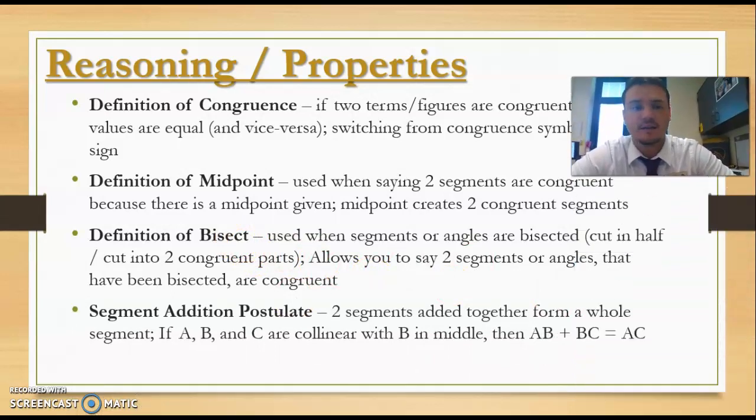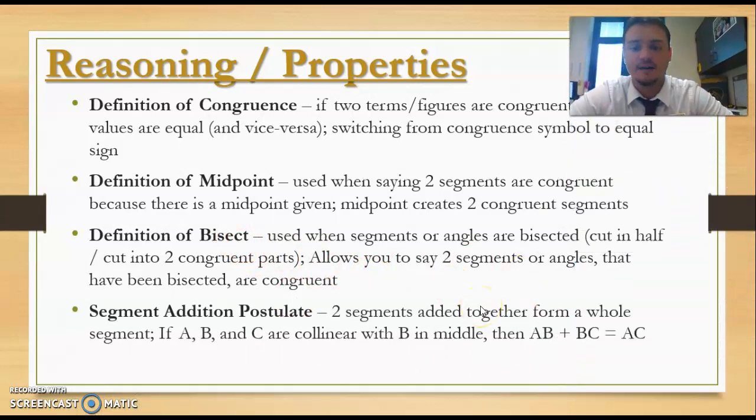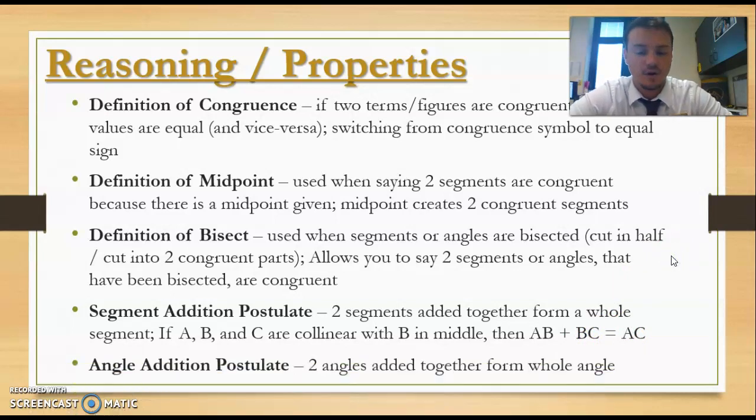And then last couple of ones are segment and angle addition postulate. So we already touched on this. Segment addition postulate is basically saying that if you have two segments, you add them together to make a whole segment. So like in this case, if we have a line where A, B, and C are points on a line with B in the middle, then we know the distance from A to B plus the distance from B to C should be equal to the distance A to C, the whole length of the segment. And it's the same thing with angles here.